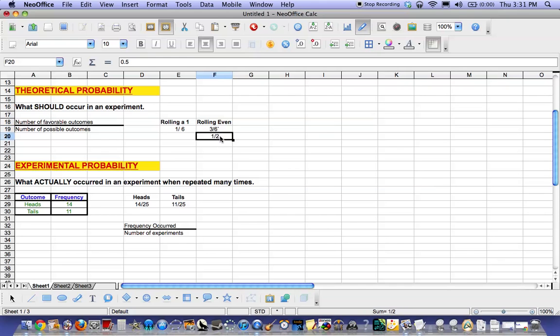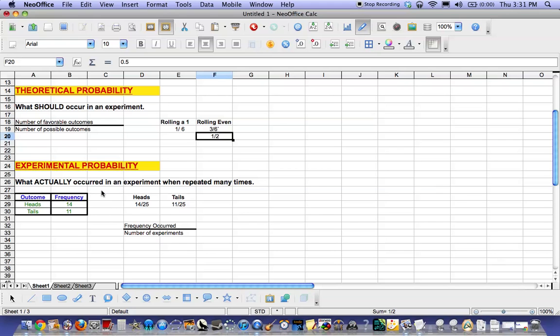It doesn't guarantee that every 1 in 2 rolls is going to get you an even number. It's saying that's theoretically what should happen, given the law of averages and what have you. So what you do with experimental probability is you take a look at the data that you received from the experiments.